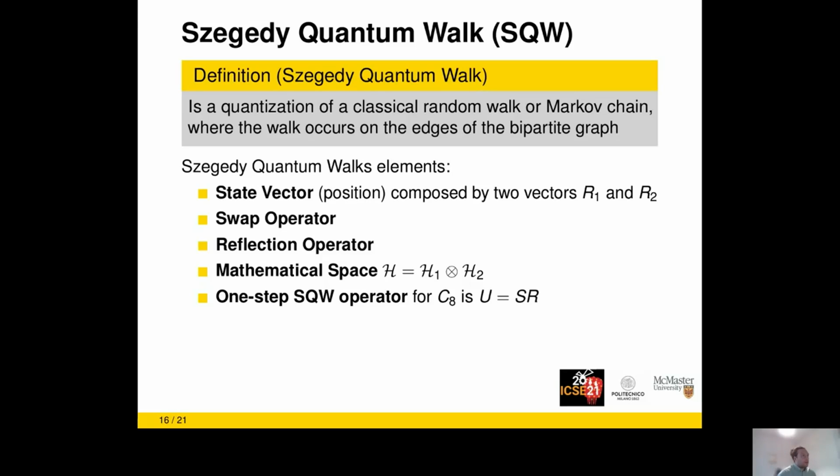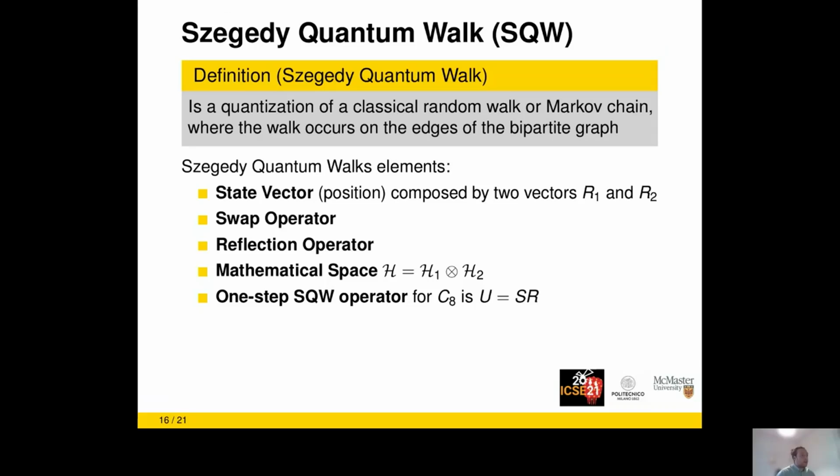Then we can talk about our second model, the Szegedy quantum walk. The Szegedy quantum walk is a quantization of a classical random walk or Markov chain, but now the walk occurs on the edges of a bipartite graph. The bipartite graph is obtained from the initial cyclic graph by duplicating the set of nodes and connecting each node with its neighbors in the duplicated set. We will see an example in the next slide.